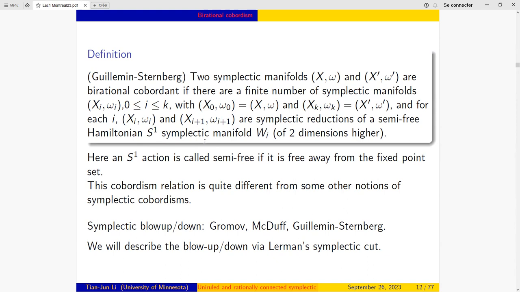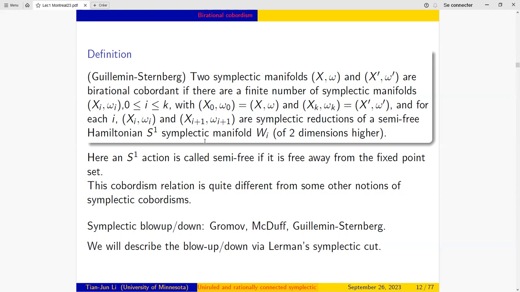So this is defined by a semi-free Hamiltonian circle action on a symplectic manifold. If you have such an action, the symplectic quotients are manifolds, and as soon as it's semi-free, we get smooth symplectic quotients. If two symplectic manifolds are all connected through such a sequence of cobordisms, then we say that they are birationally cobordant. There are other notions of symplectic cobordism, really related to contact structure.